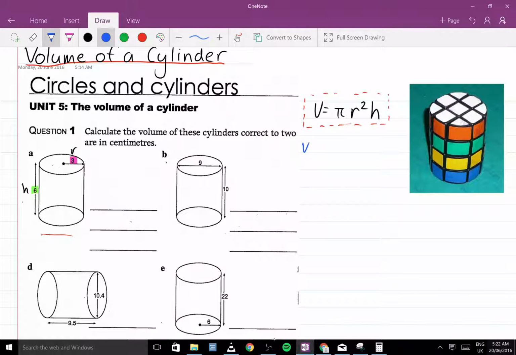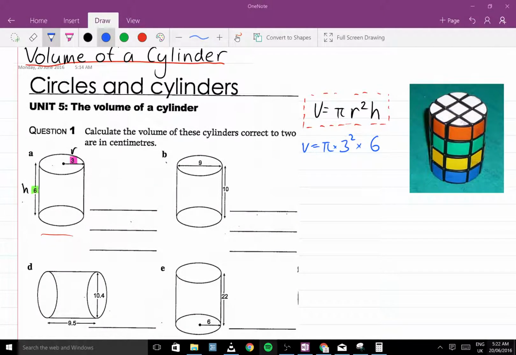So V equals pi, that stays the same because that's a number, then 3 squared. Sorry, I forgot to substitute from the drawing, 3, the radius, times 6, which is the height of our shape, how tall it is from top to bottom.